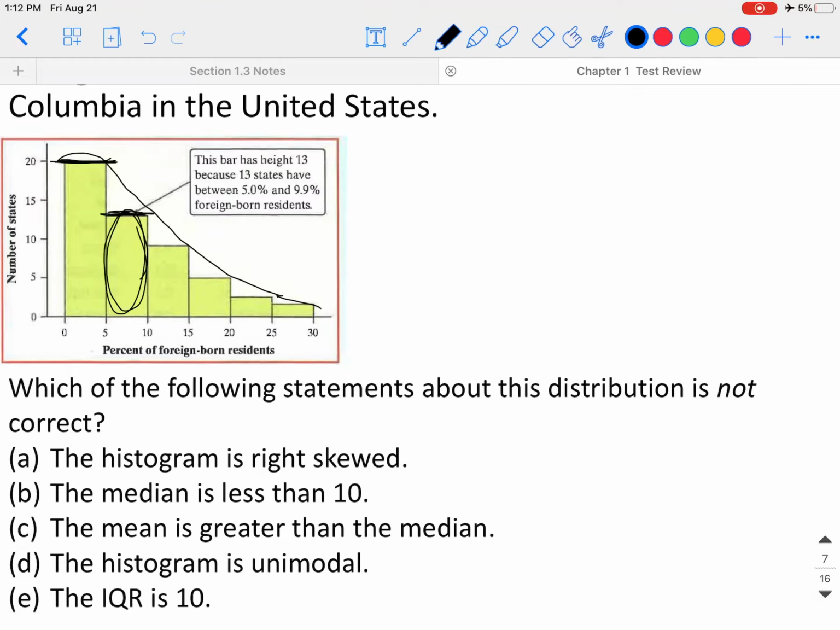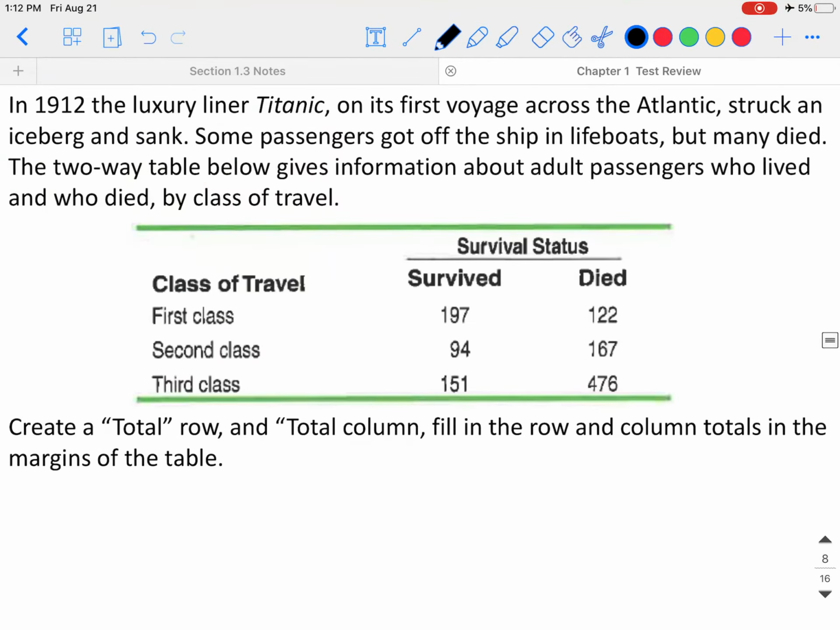Because the data is skewed to the right, we know the mean will be farther to the right than the median. So we do know the mean is greater than the median. We do only have one peak on this, so it is unimodal. But because we do not know the specific data values, we cannot determine the IQR.